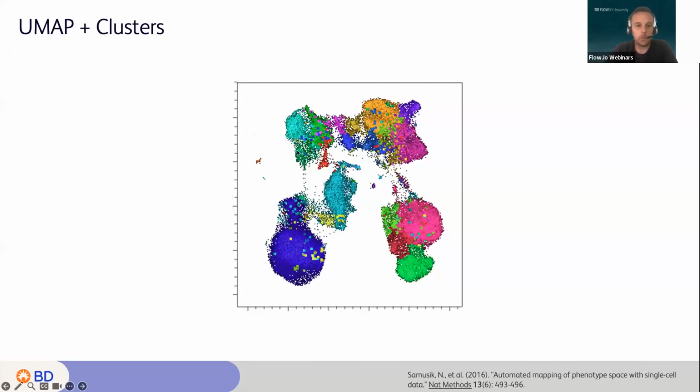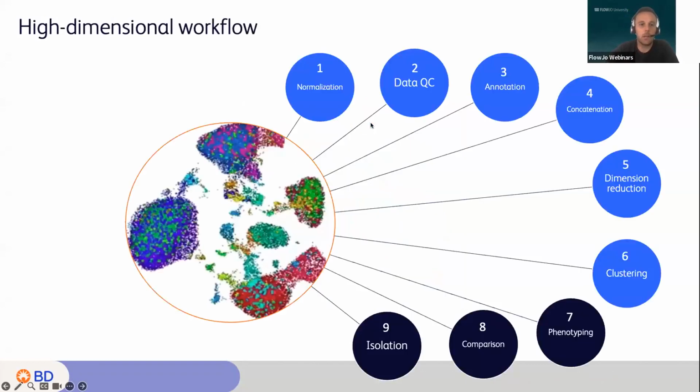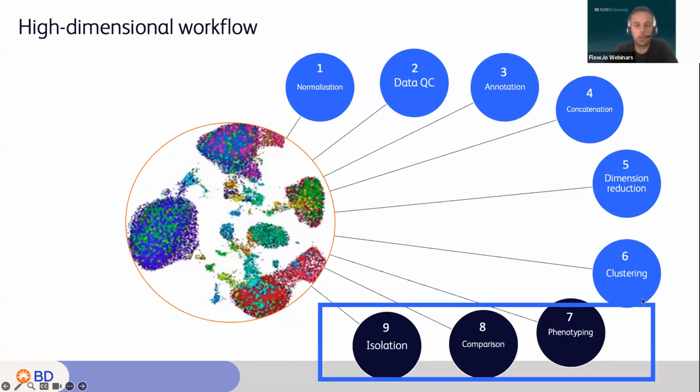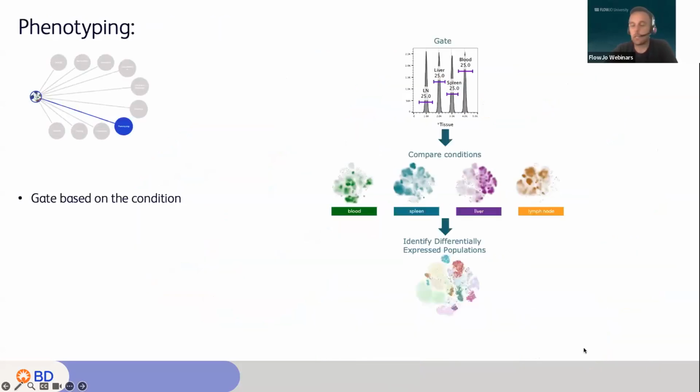If you don't remember how to get this picture, here's the 9-step basically for a high dimensional workflow. The steps that have already been done, and I'm not gonna talk about today, are normalization, data QC, annotation, concatenation, dimensional reduction, and clustering. The ones we're gonna focus on in this talk are phenotyping, comparison, and isolation. So the first step, phenotyping, is basically your annotation.